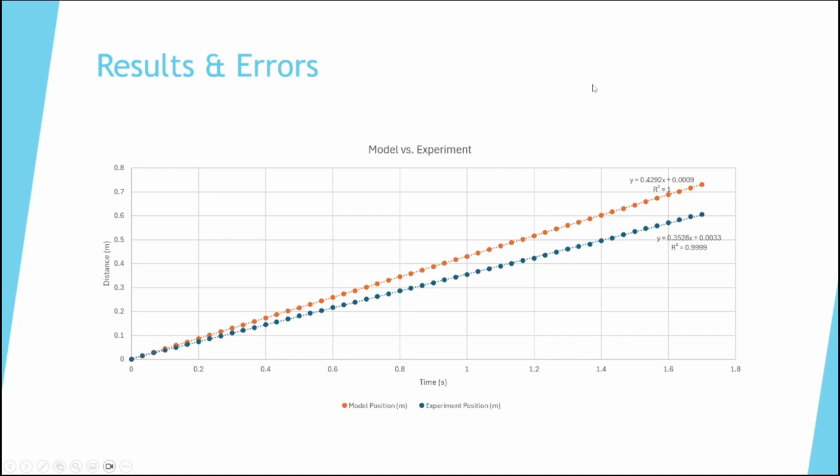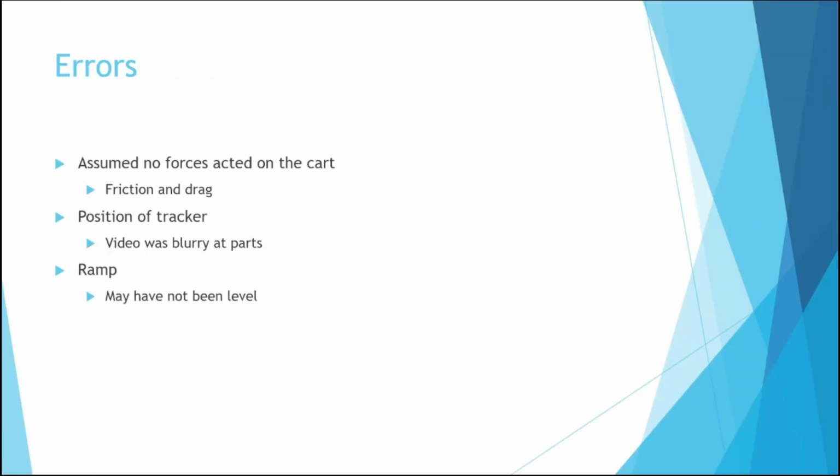After this computational model was run, a graph of the position versus time for both the experiment and the model was plotted, and as you can see, the model starts pretty close but starts to deviate from it and overestimate the position. This is likely because the experimental model will slow down due to there being some friction that we did not account for. The errors in this lab include the assumption that no forces acted on the cart, even though we know that friction and drag likely slowed down the cart. Additionally, the position of the Tracker software used a video that was kind of blurry at parts, so it was hard to use the same point throughout.